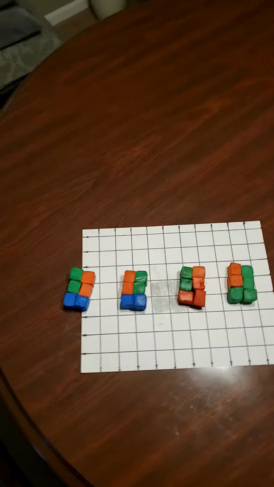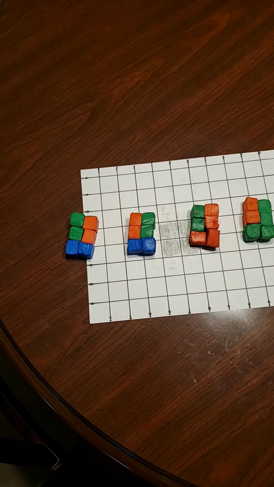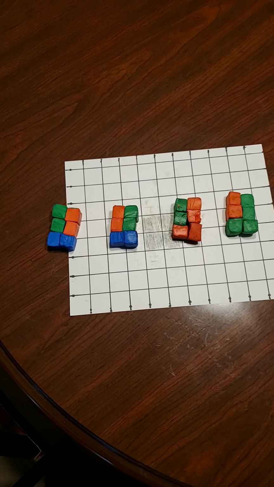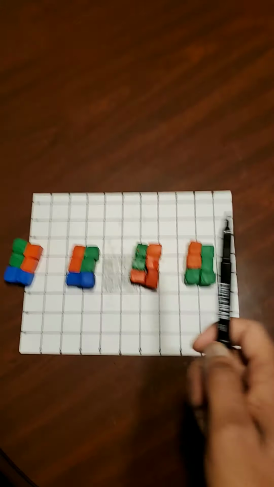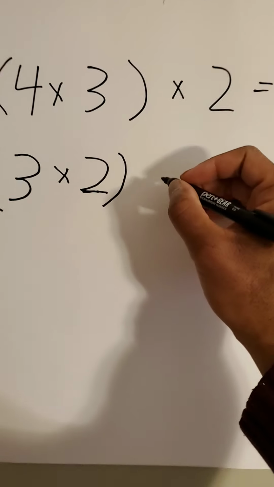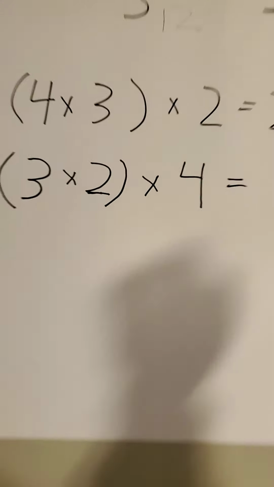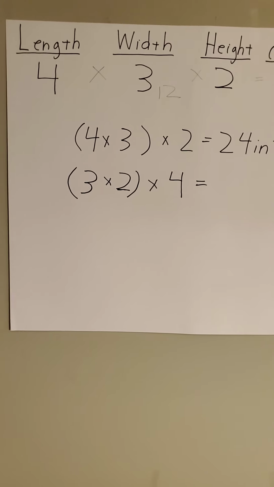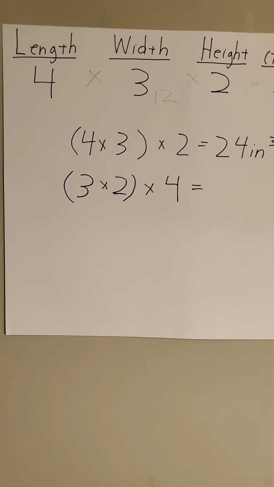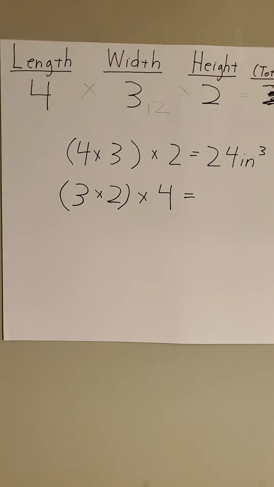So all of these pieces are 3 inches long and 2 inches wide. How many parts do I have? 1, 2, 3, 4. I have 4 parts. So our equation is going to be 3 times 2 times 4. Well, 3 times 2 times 4 equals 24 cubic inches, if I did it correctly. I should.